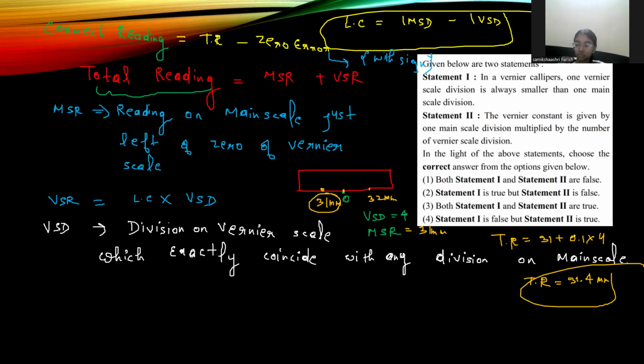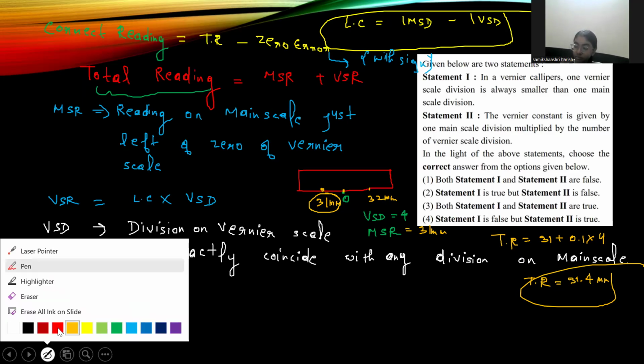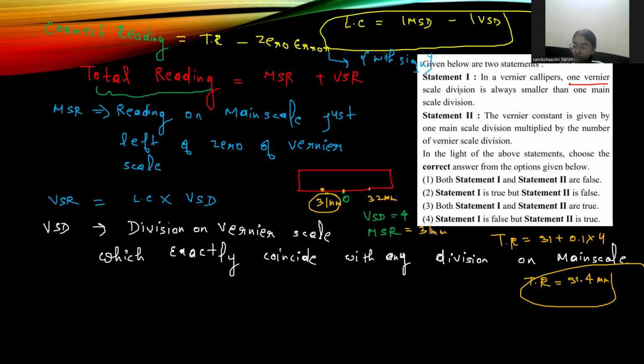Now check this question. This much theory is required. I will send you the question also, no need to worry. Tell me what they are saying about the vernier caliper. One vernier scale division is always smaller than one main scale division. That is correct.